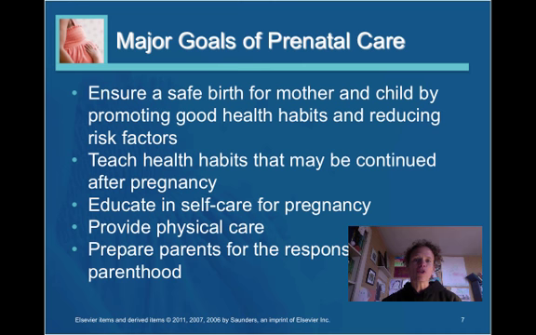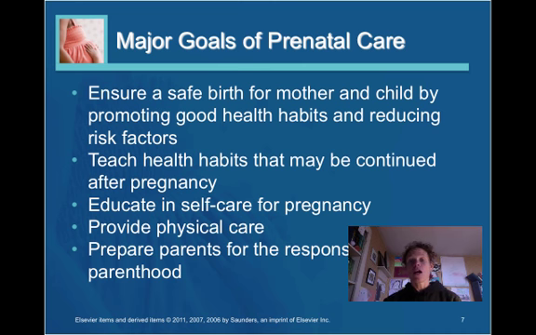So what are the major goals of prenatal care? We want to ensure a safe birth for mother and child. That's first and foremost. And how do we do that? Well, we want to promote good, healthy habits, such as nutrition, exercise, appropriate weight gain, and we want to reduce risk factors that could pose risk to the baby.